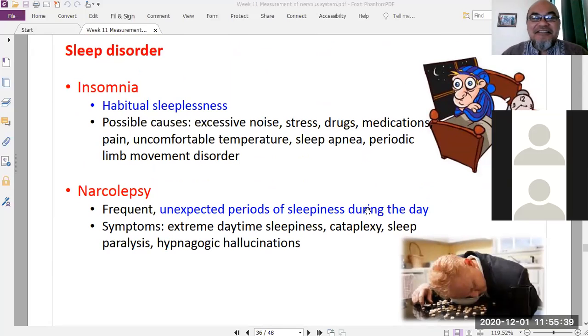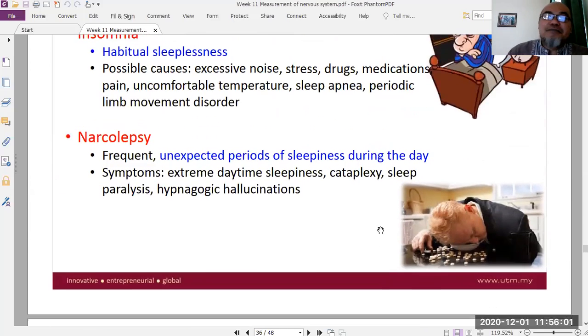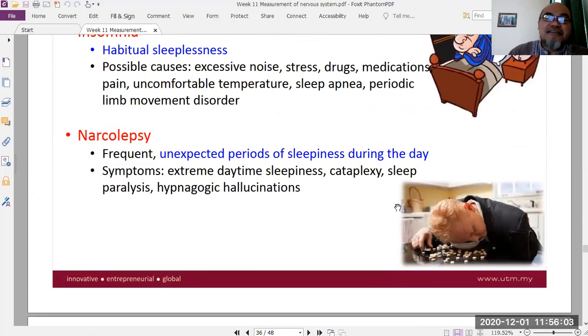So this is narcolepsy. That's why I get a good sleep. Extreme daytime sleepiness: some people have this not necessarily because they don't have enough sleep, but because they have something wrong with their physiological metabolism. Sleep paralysis, hypnagogic hallucination. That's why there is a specialist in medicine specializing in sleep behavior.